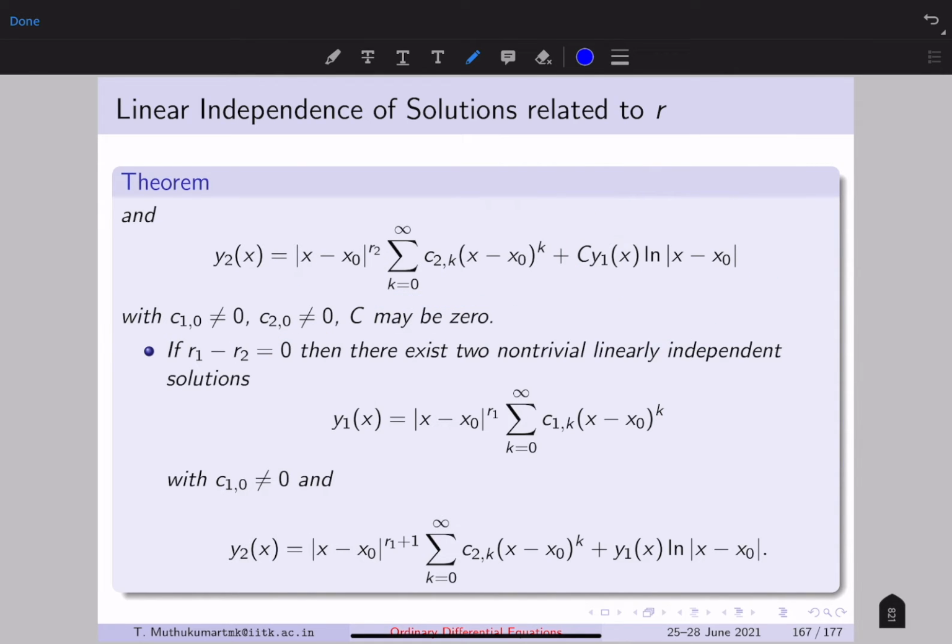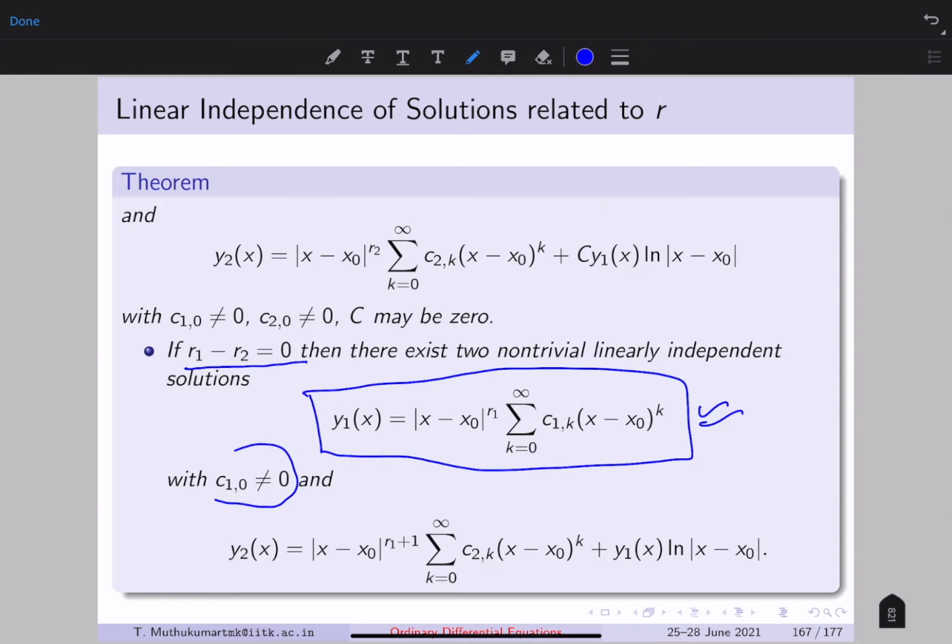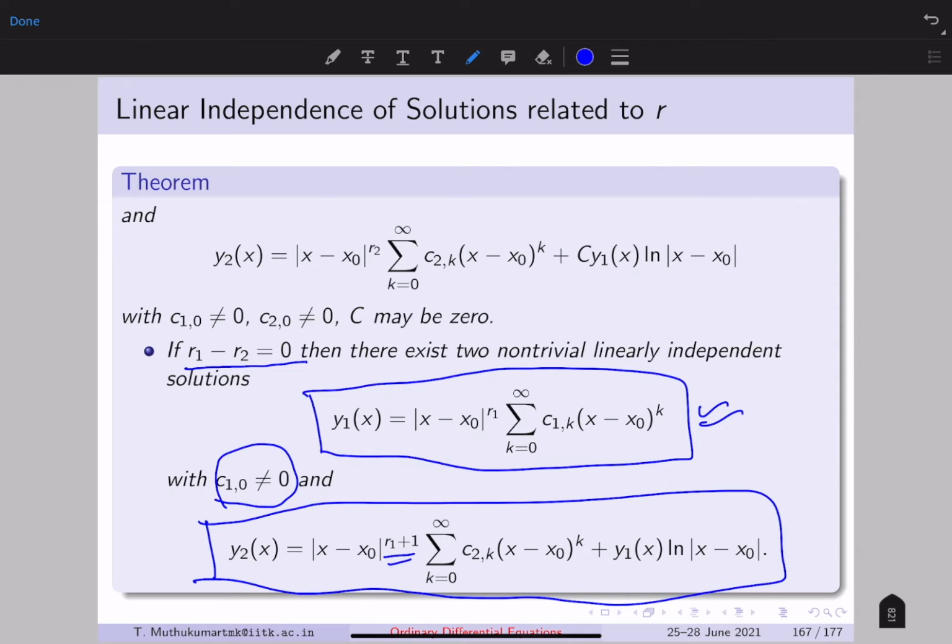The third situation is when R1 minus R2 is 0. In that case, because R1 and R2 are the same, you get one solution like this, where the coefficient c_0 is non-zero. The other solution has to be found. The other solution, which should be linearly independent, can be written like this, with a series starting at R1 plus 1, plus y1 times log(x minus x naught).